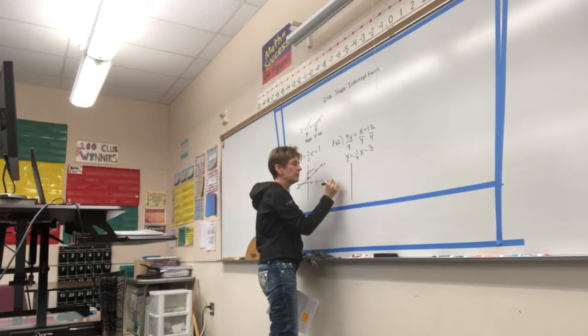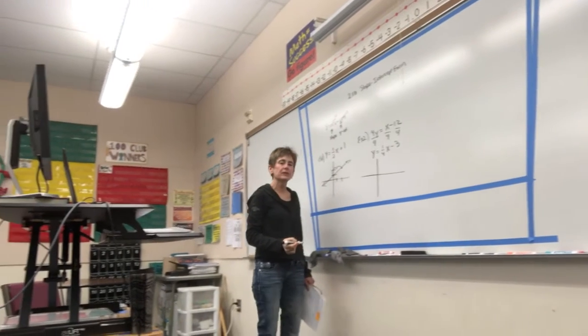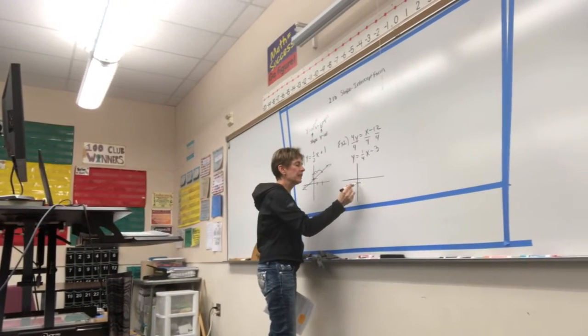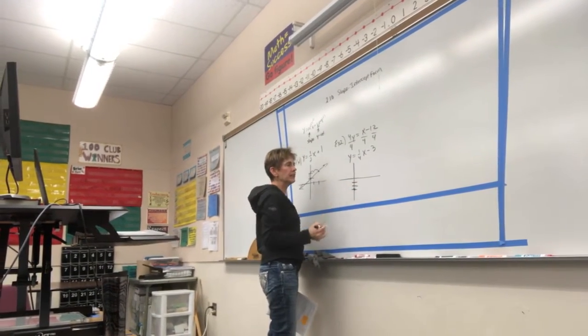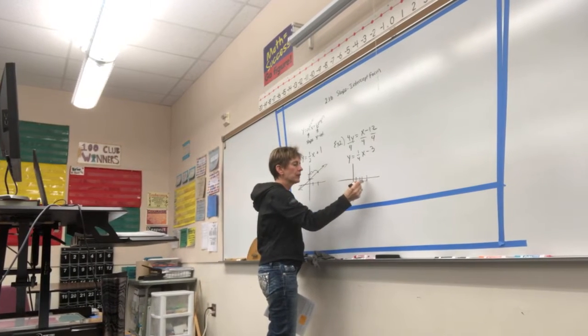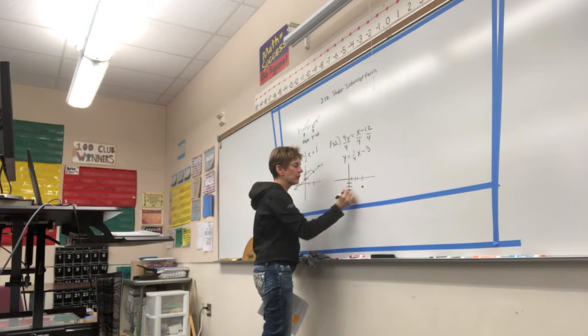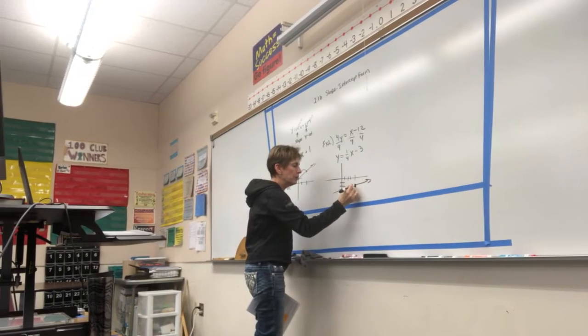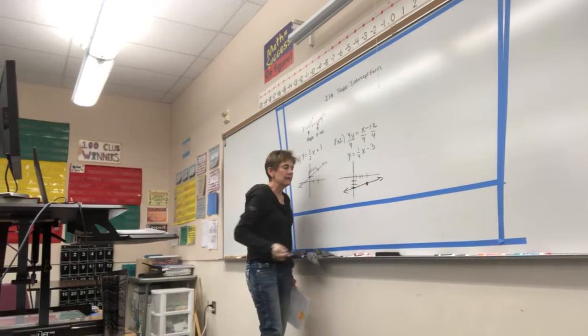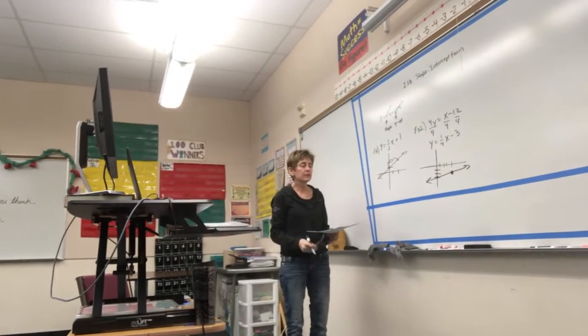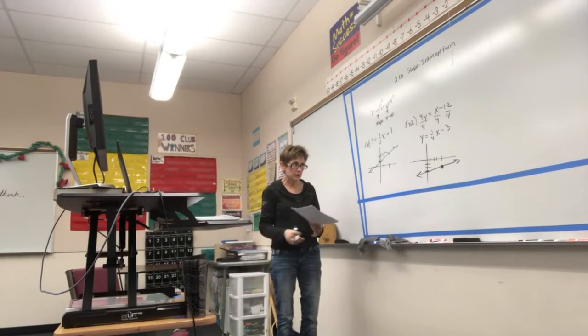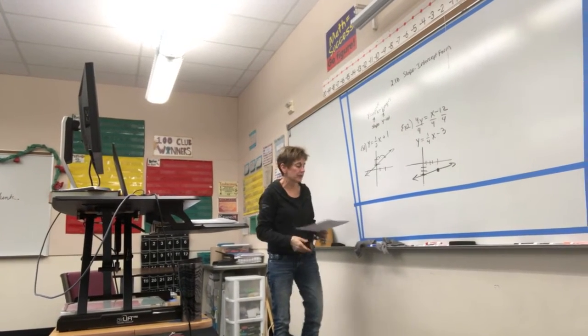So let's go ahead and plot that. Now that it's in slope-intercept form, we're going to begin at the b, so begin at -3, and then we're going to go up 1 and over 4. Up 1 and over 4, and graph that line. So it's a very, very straightforward process to graph lines in slope-intercept form.